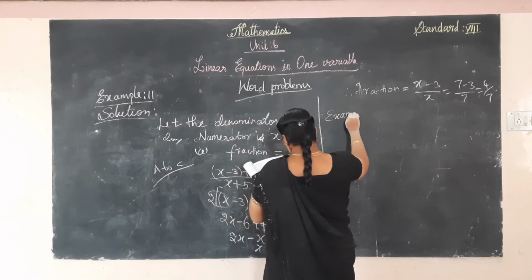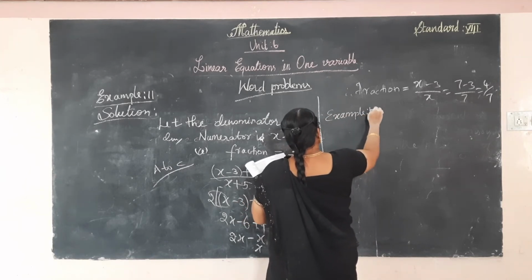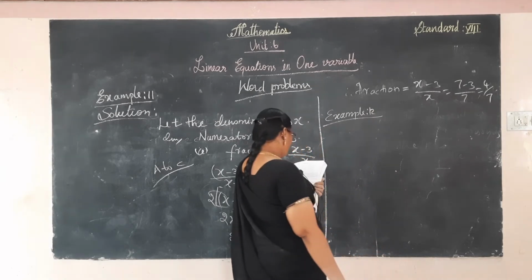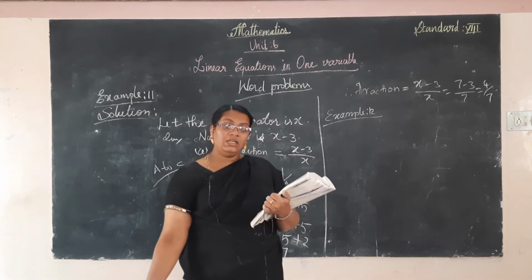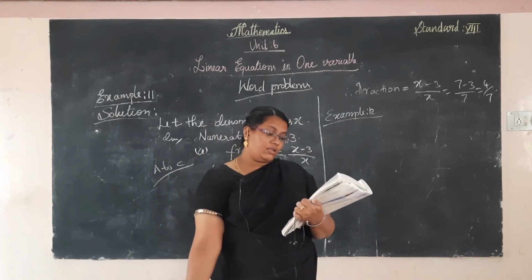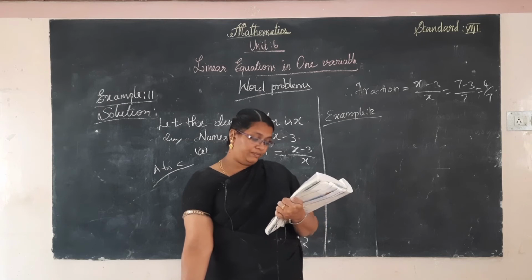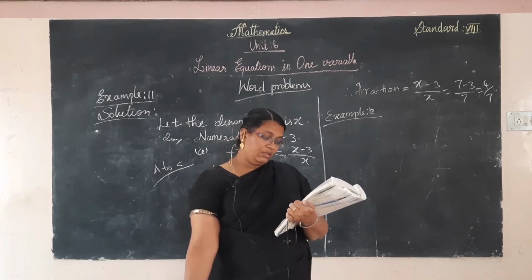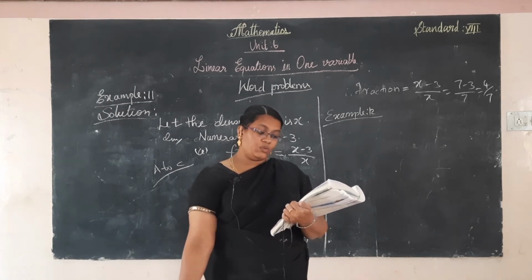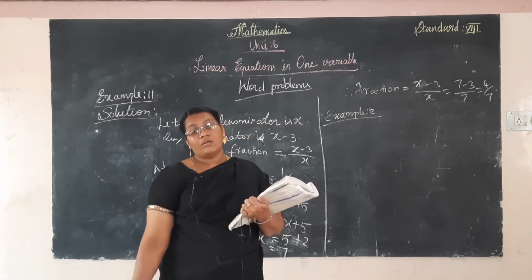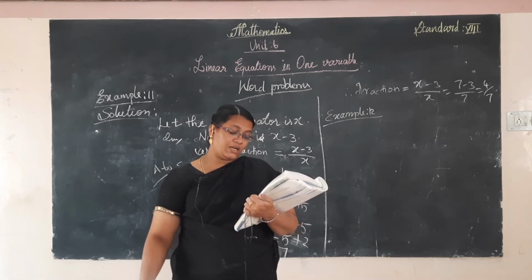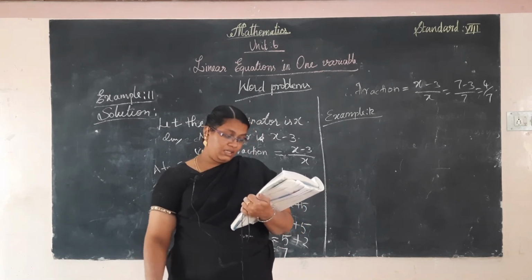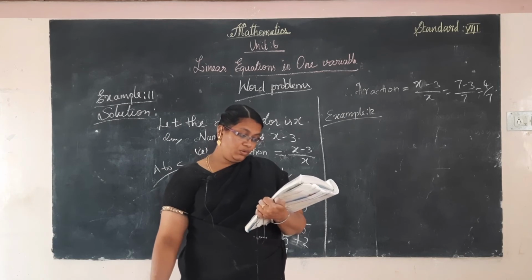Example 12. The length of the rectangle is 9 cm more than the breadth. So let us take the breadth as x. Then what will the length be? L is equal to x plus 9. If the length and breadth are each increased by 3 cm, the area of the new rectangle becomes 84.